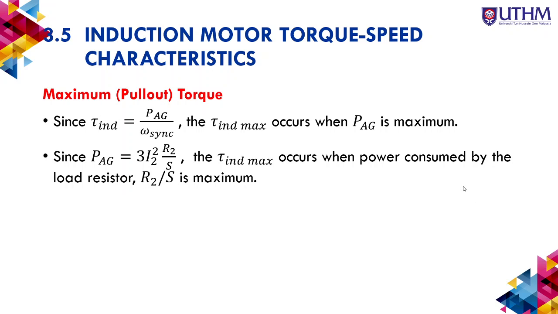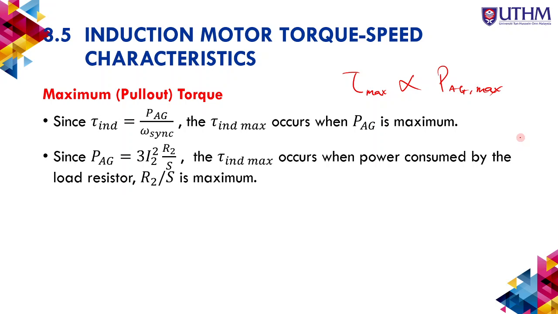Now we want to look at the maximum pull out torque. How do we calculate and measure it? Since the induced torque is equal to the air gap power divided by the synchronous angular velocity, the maximum induced torque occurs when the PAG is at maximum. So Tmax is proportional to PAG max.